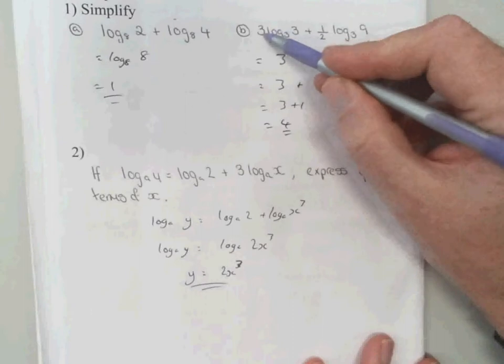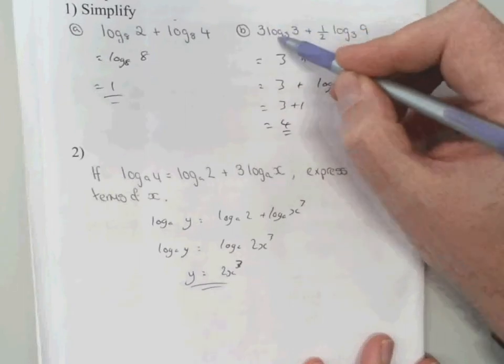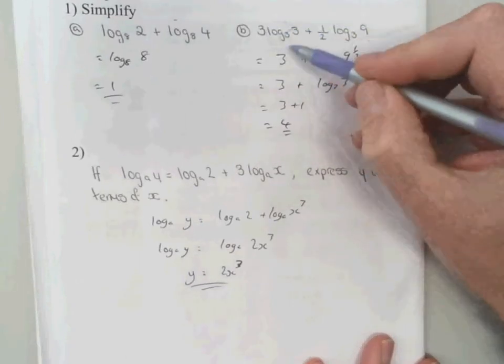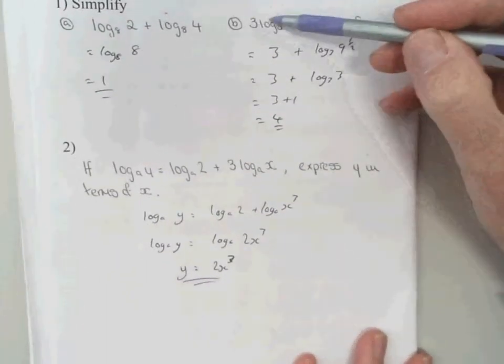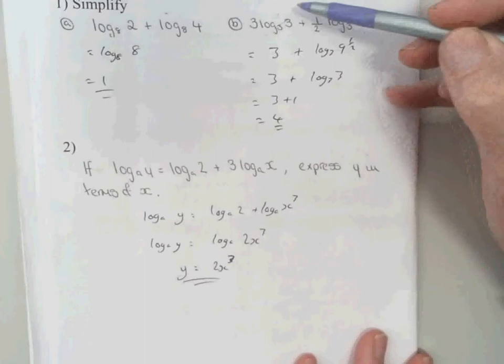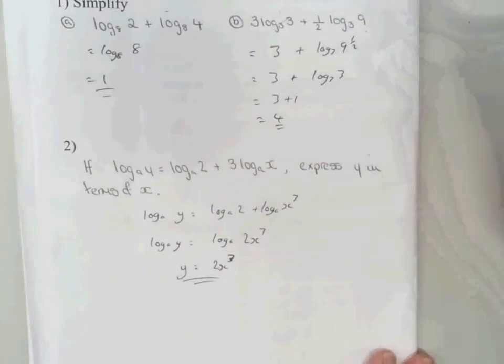So here I have 3 lots of log to the base 3 of 3. So this is just 1. So I've got 3 1s here. So I can simplify that straight away. You might have went for log to the base 3 of 3 cubed, which should still work in the long run.